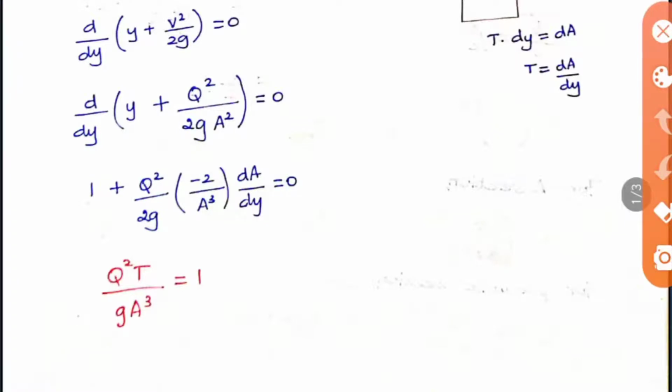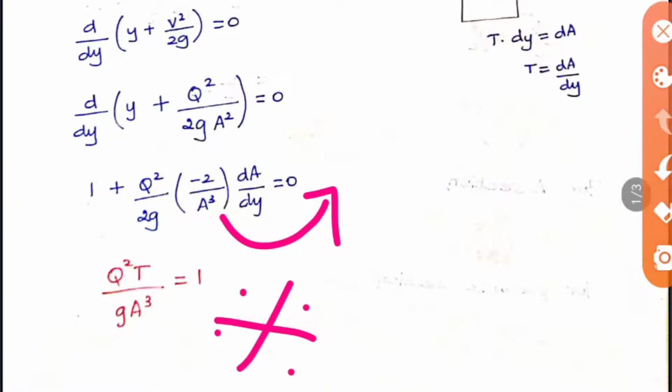So this whole term can be taken to this side. So 1 is equal to q square T by g a cube. Okay, so this is an important relation. Many questions will be asked based on this concept, and even the formula itself can be asked as an objective question.